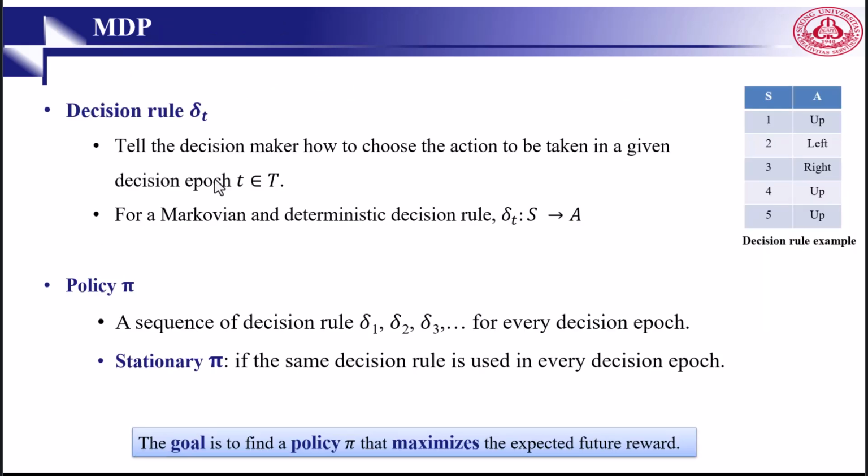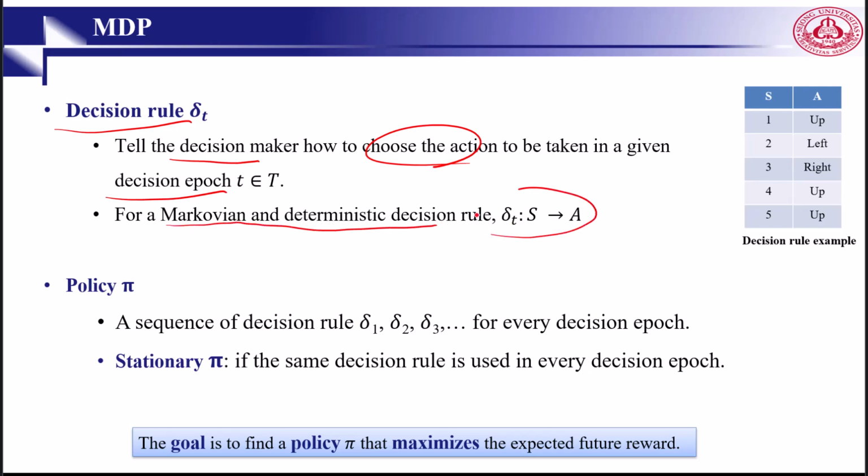Let's see how an agent may choose an action based on a value estimate. A decision rule essentially picks the action that maximizes the expected reward or value in the current state. So this decision rule tells the decision maker, the agent, how to choose the best action to be taken in a given decision epoch. We have a series of decisions. For a Markovian deterministic decision rule, we have delta t from S to A. Then we have a policy, which I already explained. A policy is a sequence of decision rules, like delta 1, delta 2, up to delta n, for every decision epoch.